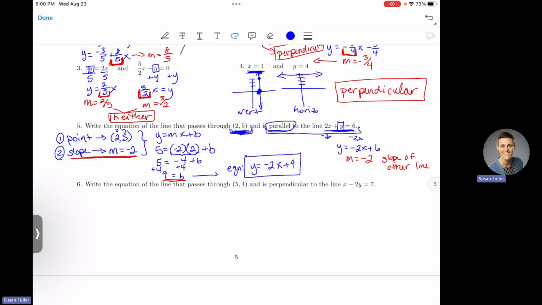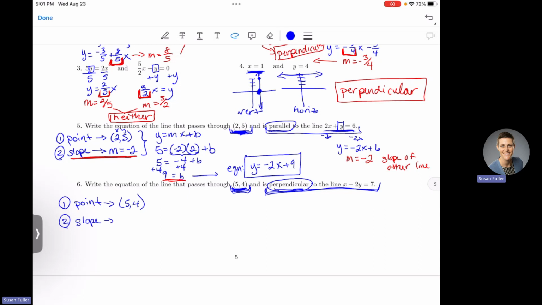All right, so let's try this next one. I want the equation of the line that passes through (5, 4), and now it's perpendicular to this other line. So remember, perpendicular, those slopes are negative reciprocals. Okay, so let's start. I have to write the equation of a line. To write the equation of a line, I need a point and I need a slope. We are given a point that lies on my line, so I know that (5, 4) is a point on my line. Do I have a slope of my line? No, I'm not just told the slope of my line. Can I find the slope of my line?